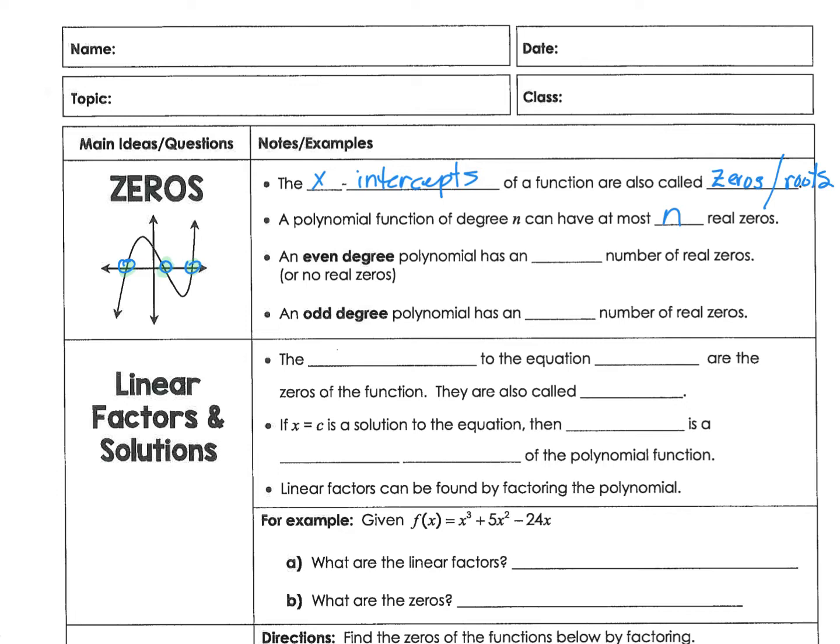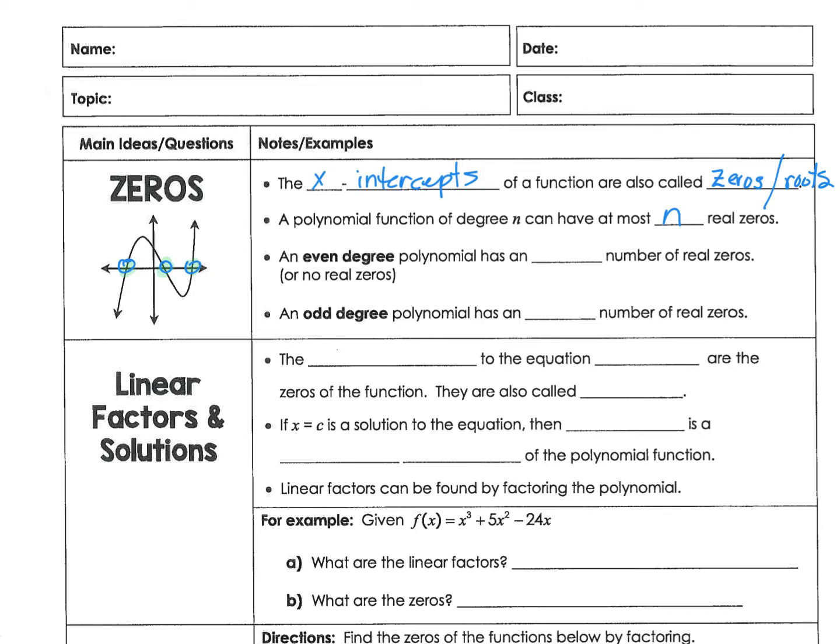Does it have to cross 3 times? No, but if it's cubic, how many times does it have to cross at least? At least once. Think about it, guys. If one end goes up and the other end goes down, it has to cross at least once. So odd degree functions have to cross at least once. Can it cross just 2 times? No, it can't. If it crosses once and then comes back up over the x-axis, it's going to have to go back down again. So it can cross 1 time, or we can add 2 until we get to n. So it can cross 1 time or 3 times.